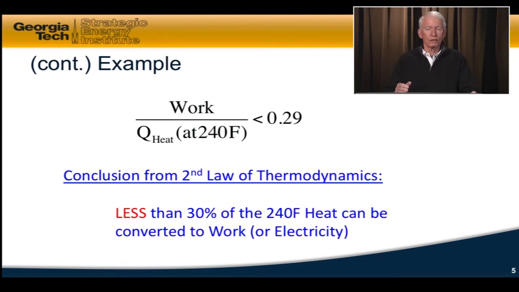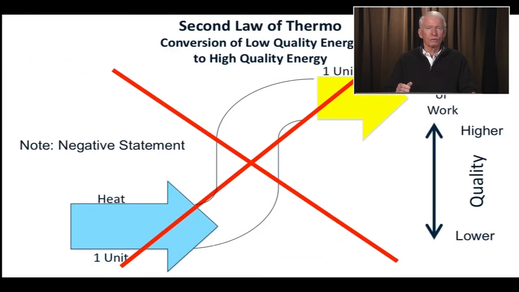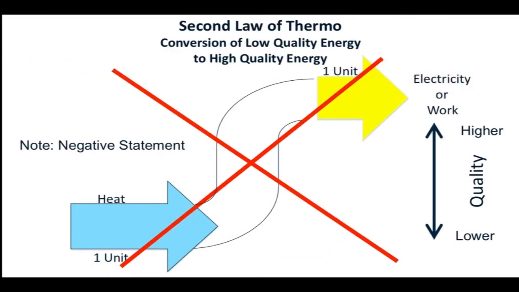So that's what the second law tells us, that thermal energy is not of equal value to work, and we can convert thermal energy to work. We cannot convert 100% of it. And that's what I'm showing graphically right here.